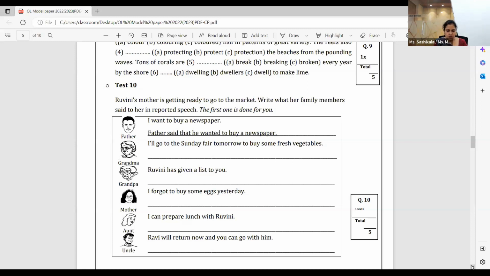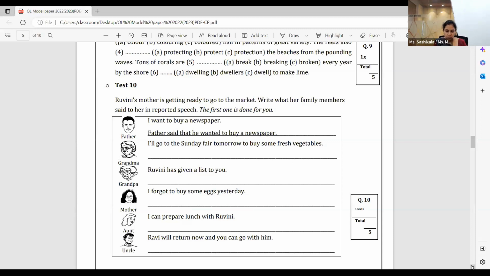Right, number 3. Ruvini has given a list to you. Here we have to change has given, and to you. So those are the only changes that we have to do. Who says this? Yes, grandpa said. Grandpa said that Ruvini has given becomes had given. Present perfect becomes past perfect when we are writing indirect speech or reported speech sentences. And a list to her, not list to you.